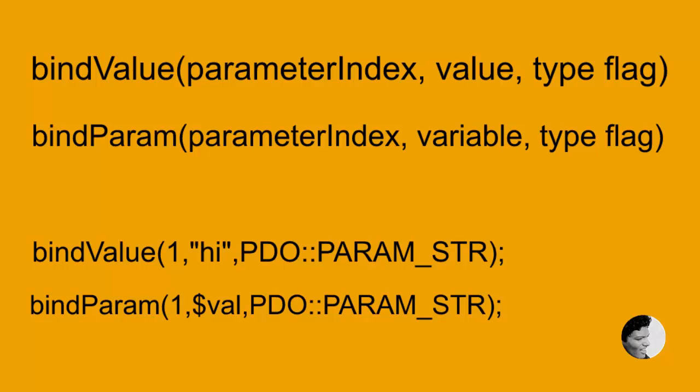So let's say you bind a parameter with a variable which has no value inside it, and before executing you change the value of that variable, then the actual value will be what the variable was filled with before execution. Hope you got my point. So let's start using bindValue and bindParam.